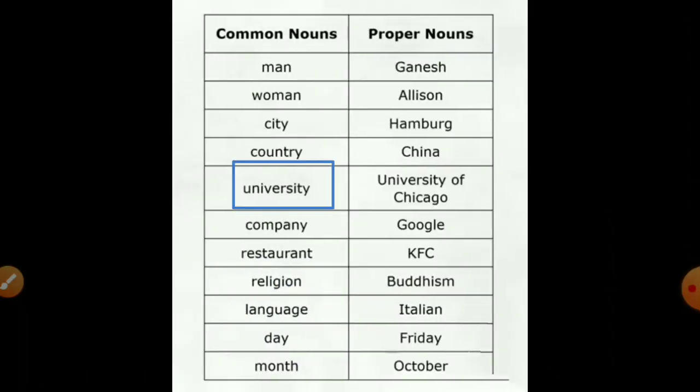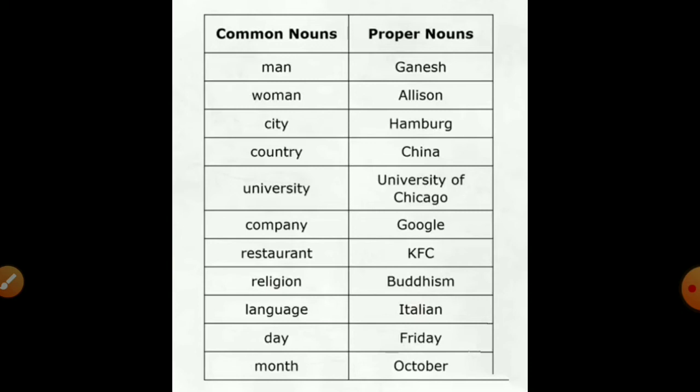Here, university, for example. When we talk about universities in general, we use it as a common noun. So the whole word is written in lowercase, that means small letters. But when we are talking about a specific university, like the University of Chicago, notice that both the U in University and the C in Chicago are capitals. That's because it's a proper noun that refers to one specific university.